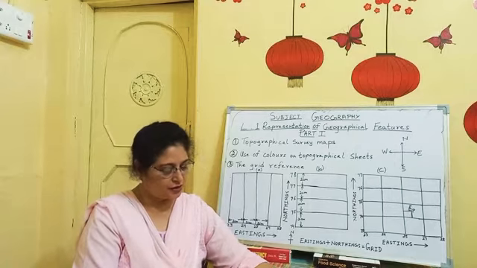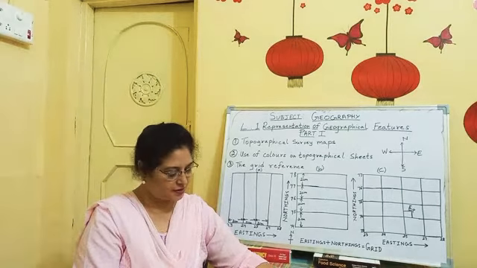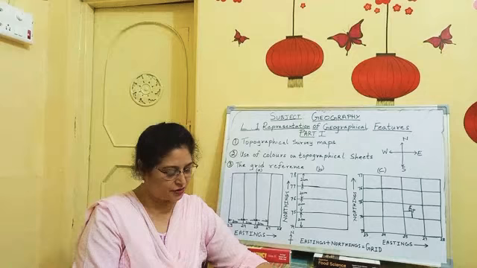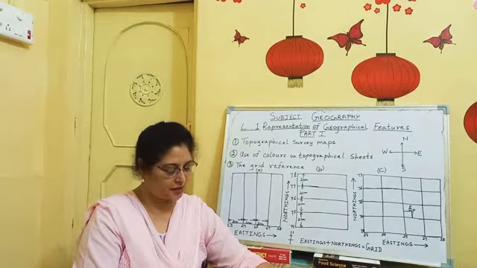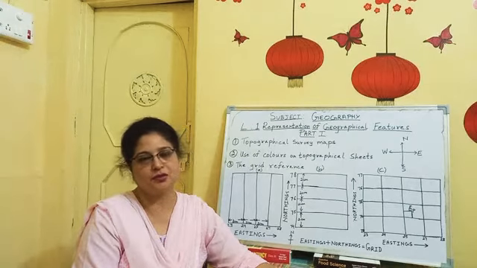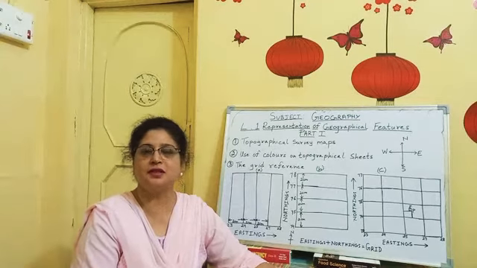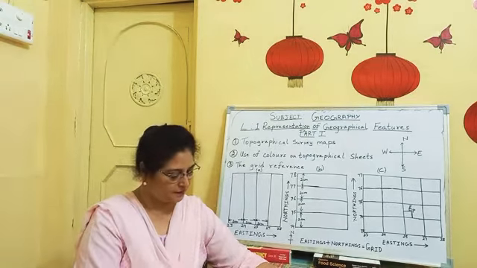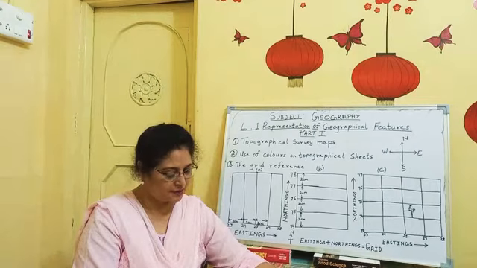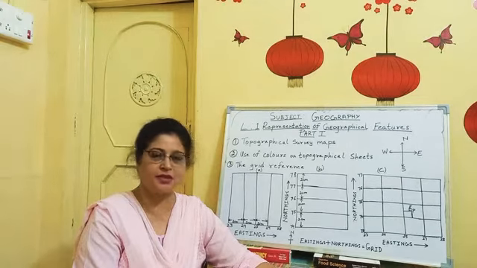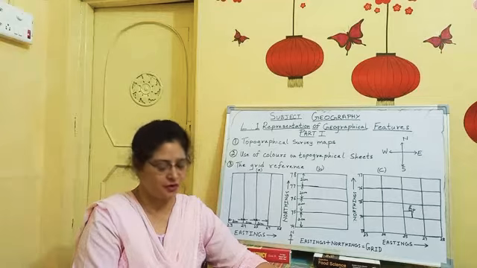So, use of colors on topographical sheets. The natural and man-made features on topographical maps are shown in color. So, we use colors to show man-made and natural features in a map. Each color used on maps has its own significance, means it has its own importance.